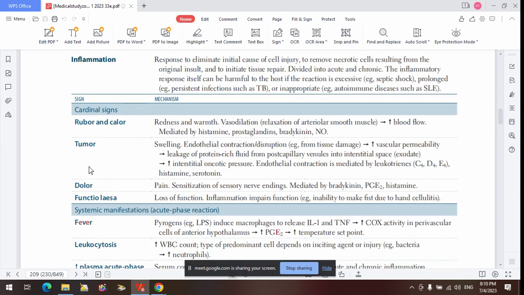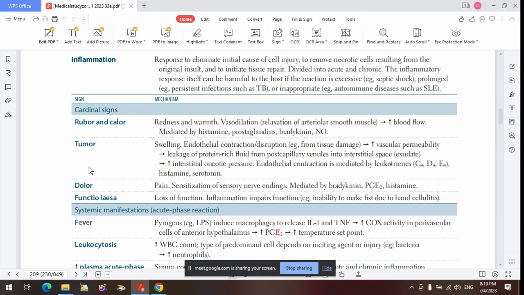We said rubor and calor. That is rubor for redness, calor for warmth. And we said the major reason for rubor and calor is vasodilation. Vasodilation is when you have relaxation of the blood vessels and you have increased blood flow to that area. So when there's increased blood flow, you have more blood in that area.